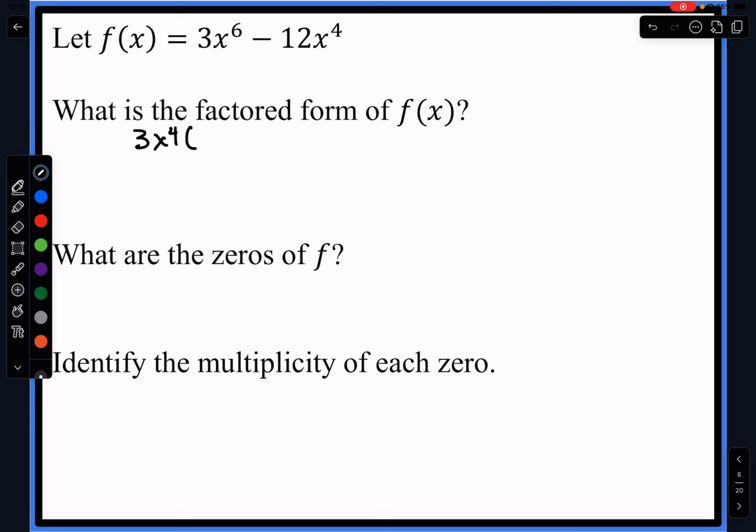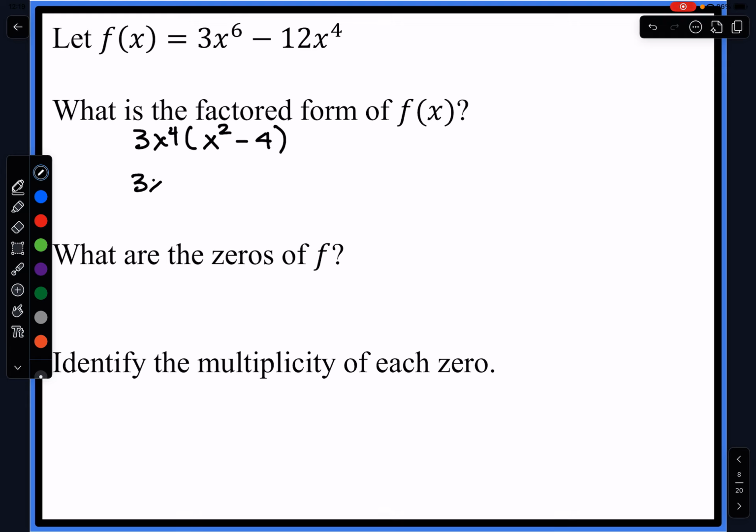By factoring out a 3x to the fourth power, the first term is reduced to x to the second, minus 12 divided by 3 is 4, and factoring out all of the x's in that second term, we end up only with 4. Now, if you'll notice right here, here is a difference of squares. Notice that we're subtracting x squared by a constant. So this is factorable.